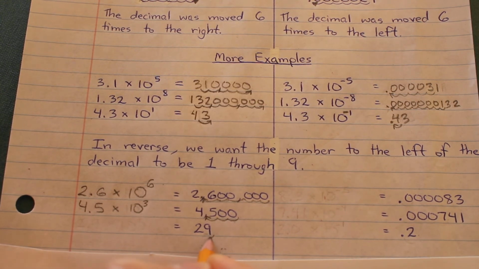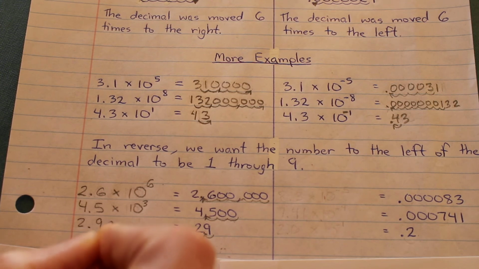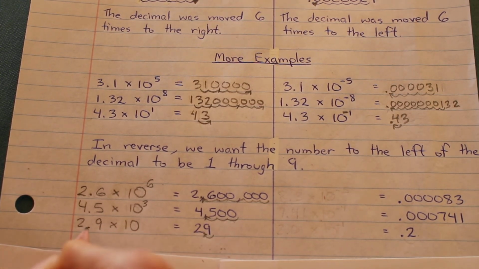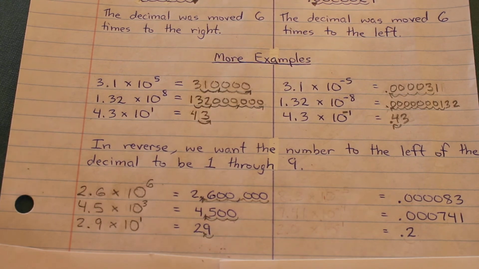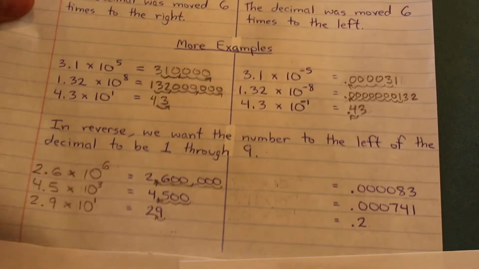Okay, here we need the decimal there, so that again the number to the left of the decimal is 1 through 9. It's 2. That works. So 2.9 times 10 to the, from here the decimal would have to go once to the right to get back here to 29, so just 1 up there. Okay, do a few more examples and then that's it.